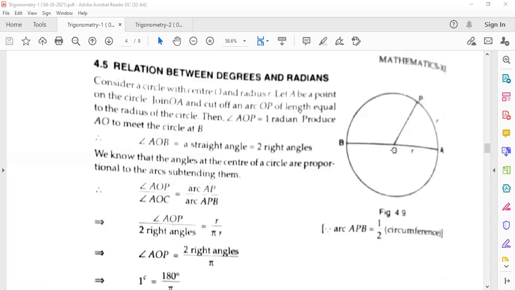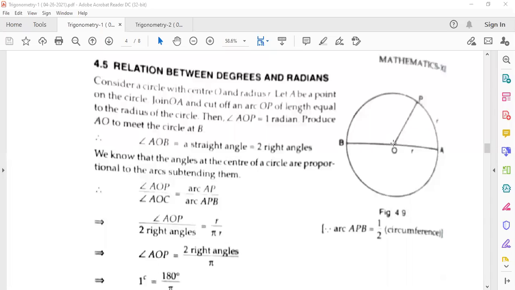So here O is the center of the circle, OA is the radius. We are taking that this is R. Now we are taking one arc length, that is PA, that is also R. Then from here we can say that arc length PA by radius OA is equal to 1 radian.